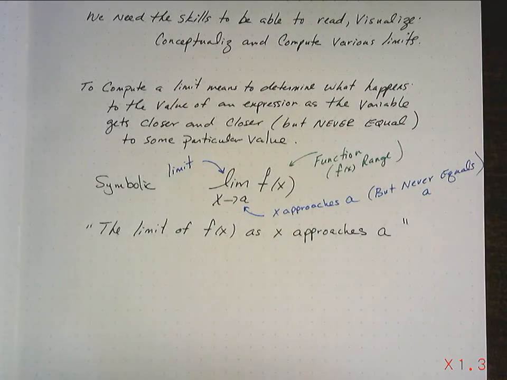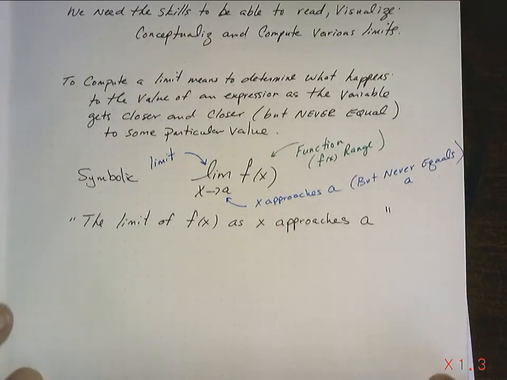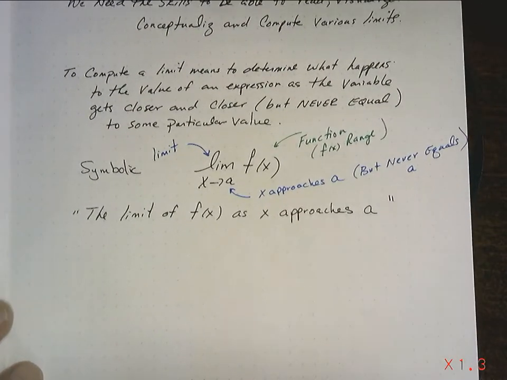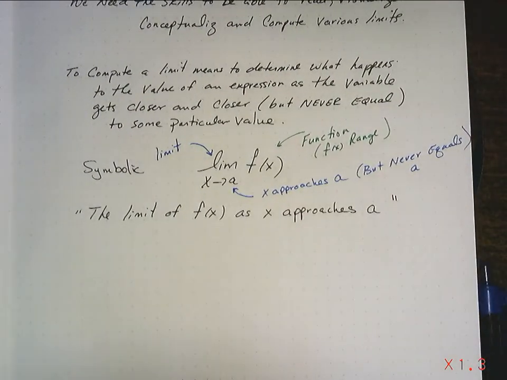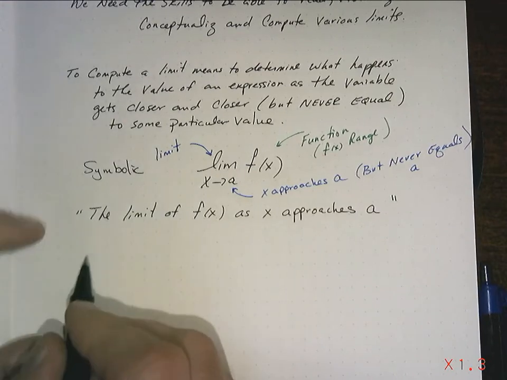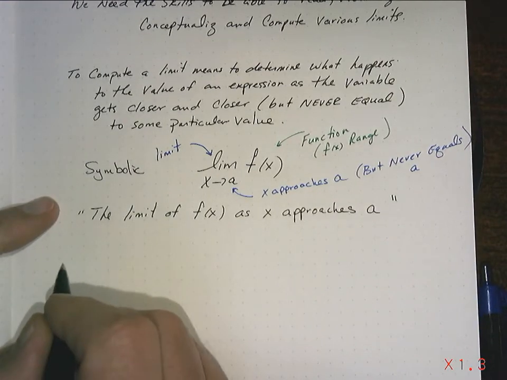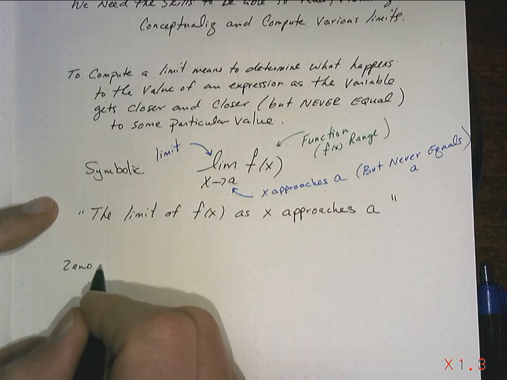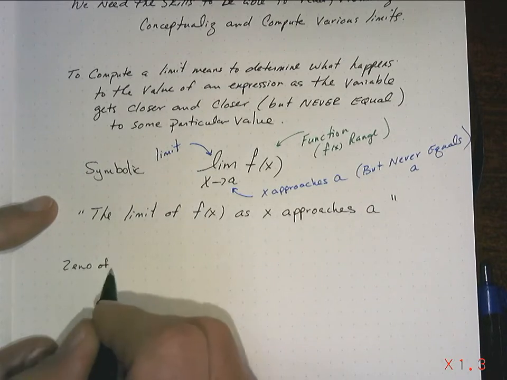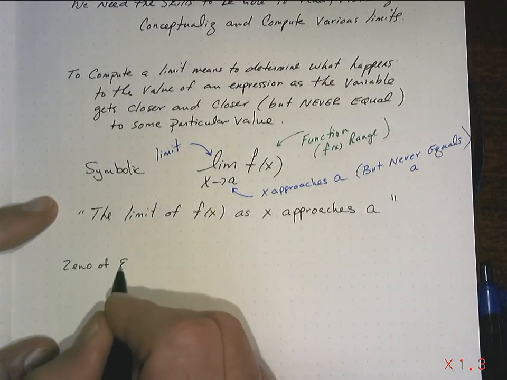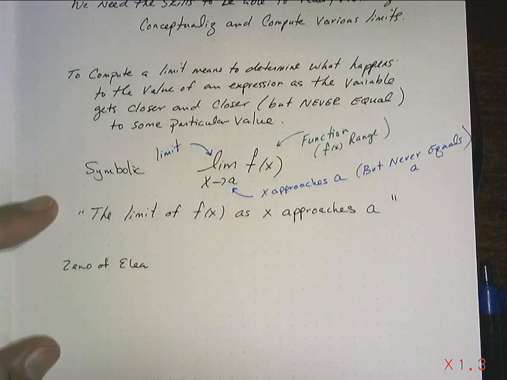Now, I've talked to the kids in class, but I'd like to talk to the kids at home too about this concept of a limit, and I'm going to do it very briefly. There was a guy in ancient Greece. His name is Zeno. And back then they just had first names and where they came from. So it was Zeno of Elea. And this is a long time ago.